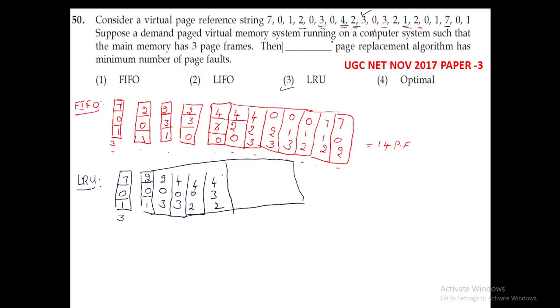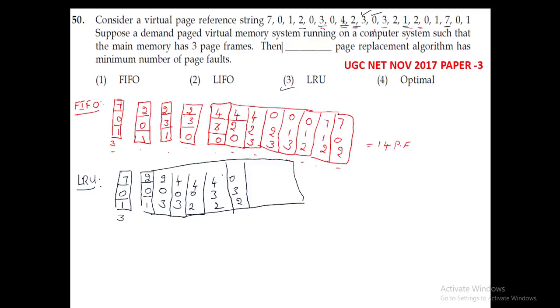Next page referred by the CPU is 0, which is not there, so one more page fault would occur. If you see the past references by the CPU, before 0 you have 3 as well as 2, but 4 is the farthest, so in the place of 4 you have to write 0, giving 0 3 2.